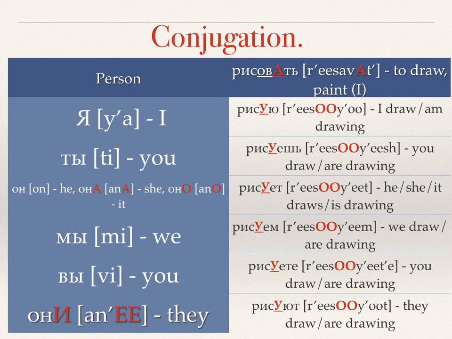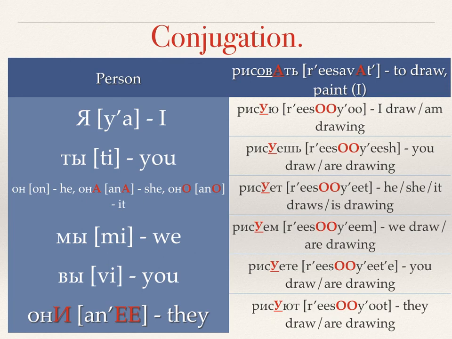Я рисую. Ты рисуешь. Он, она, оно рисует. Мы рисуем. Вы рисуете. Они рисуют.